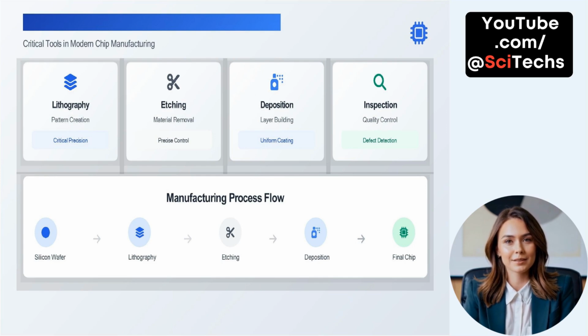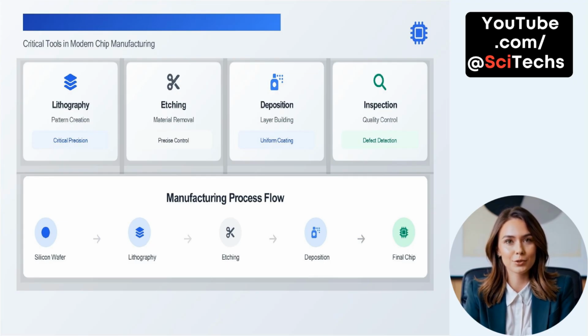Next is etching, which removes selected material based on the lithography pattern. This process demands precise control to achieve accurate feature shapes and depths. Deposition follows, where thin material layers are built up to form circuit structures. A uniform coating is vital here to ensure performance and yield.